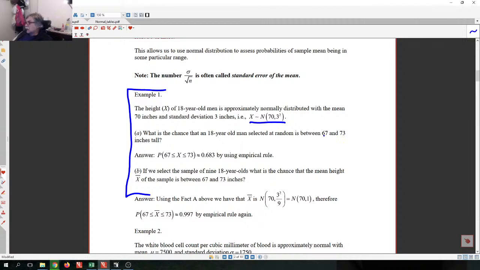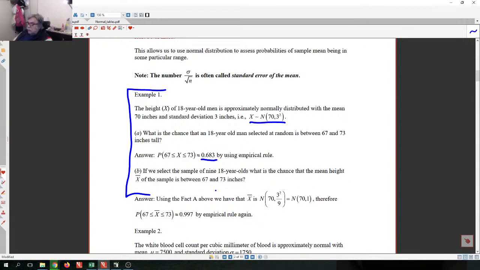So this is standard deviation back and forth from the mean. And we said that is, by the empirical rule, 68.3%. Okay, so that's the answer. Easy. I don't need a table. It's easy to answer.